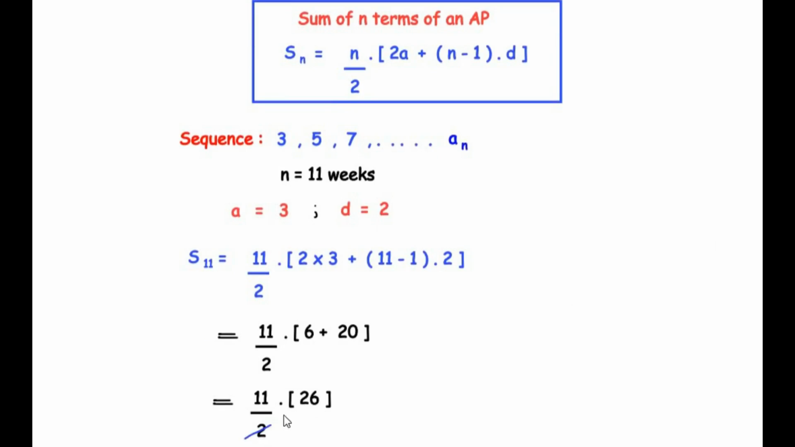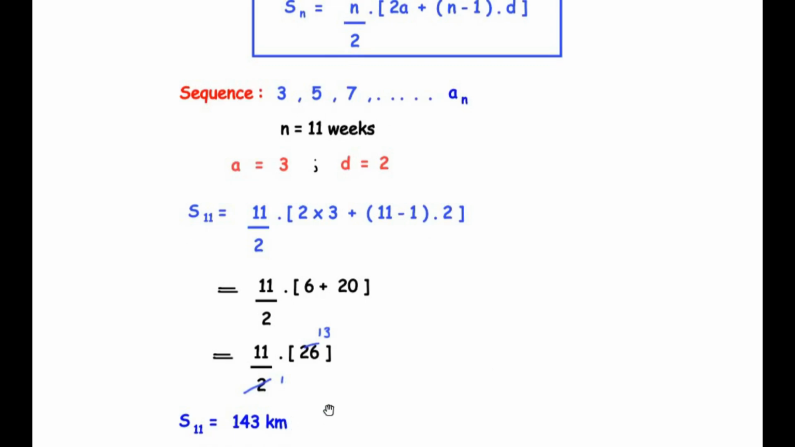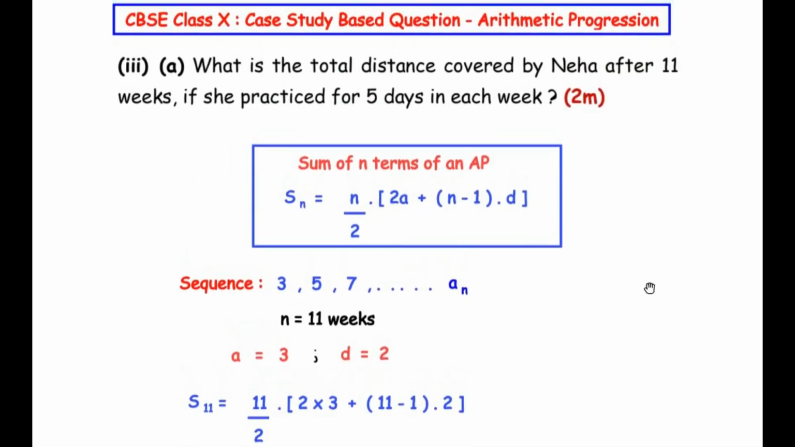Now here 2 divides 26, that is 2 1 times is 2 and 2 13 times is 26. So 11 times 13 gives us the value as 143 kilometers. So the total distance covered in 11 weeks is 143 kilometers. But there is one more condition given over here in the question, that is, if she practiced for 5 days in each week.